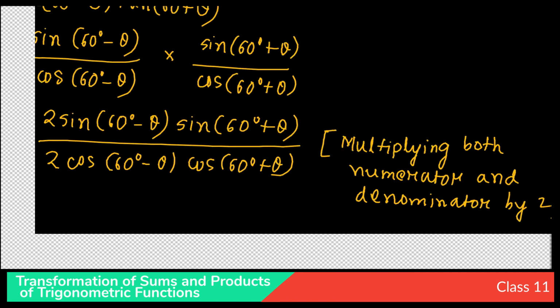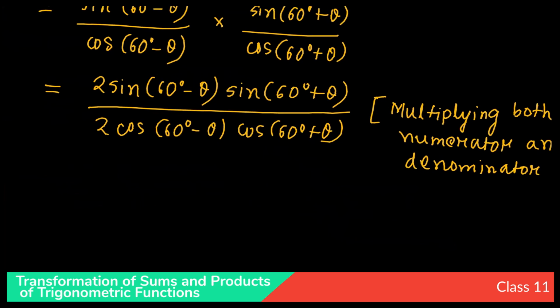Okay. Now, if you see this carefully, here it is 2 sin(60° − θ) sin(60° + θ), and below it is 2 cos(60° − θ) cos(60° + θ). Now, if I consider 60° − θ as A and 60° + θ as B, then we have 2 sin A sin B, and in the denominator 2 cos A cos B. So what can we write from this?